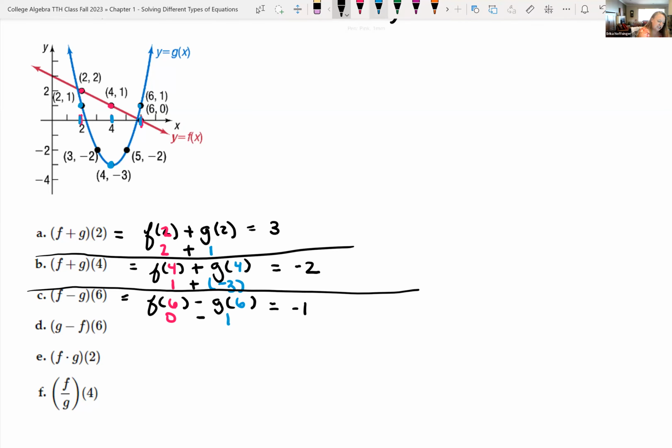So the next one is g of 6 minus f of 6. Well, we already found those values from the one above. G of 6 was 1. G of 6 is 1 minus f of 6, and f of 6 was 0. So 1 minus 0 is 1.